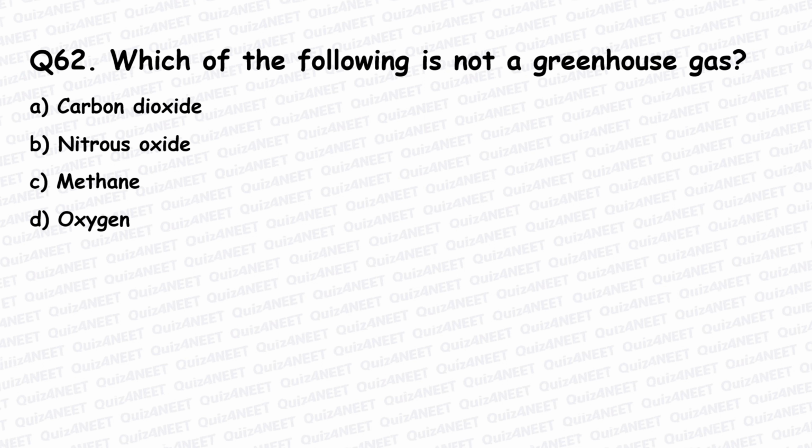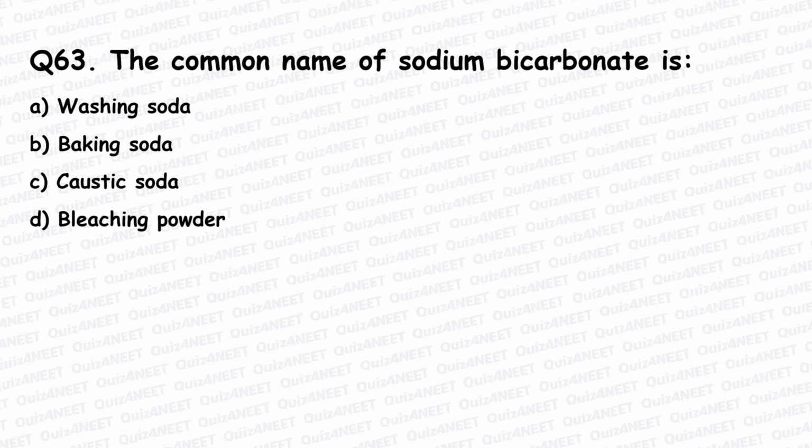Q62. Which of the following is not a greenhouse gas? A. Carbon dioxide, B. Nitrous oxide, C. Methane, D. Oxygen. Explanation. Oxygen is not a greenhouse gas.